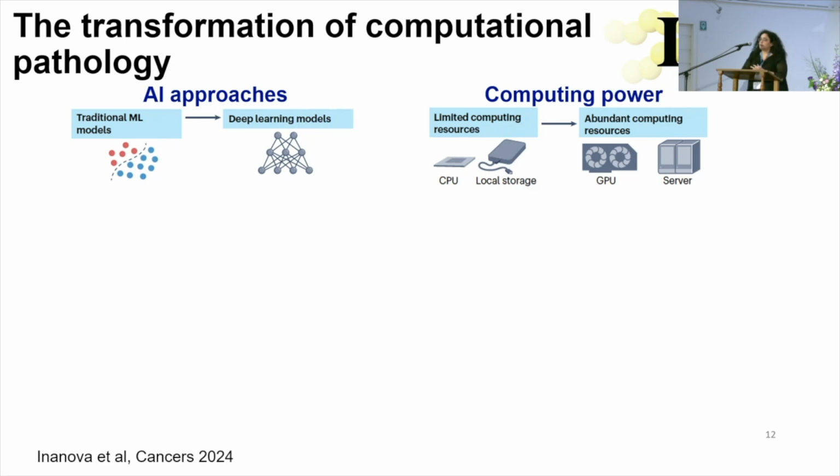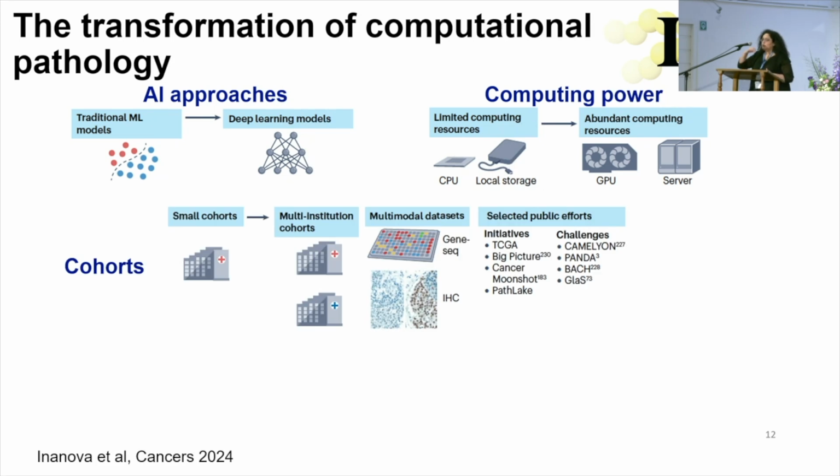This transformation of computational pathology is thanks to enormous progress in different aspects, such as immense progress in AI approaches, also the enormous increase in computational power with decreasing costs. We have also an evolution of the cohorts that are used for AI efforts. It started with single institutional cohorts, and now we have multi-institutional efforts that have not only one type of data, but an array of kinds of data, and even public efforts accruing these cohorts.